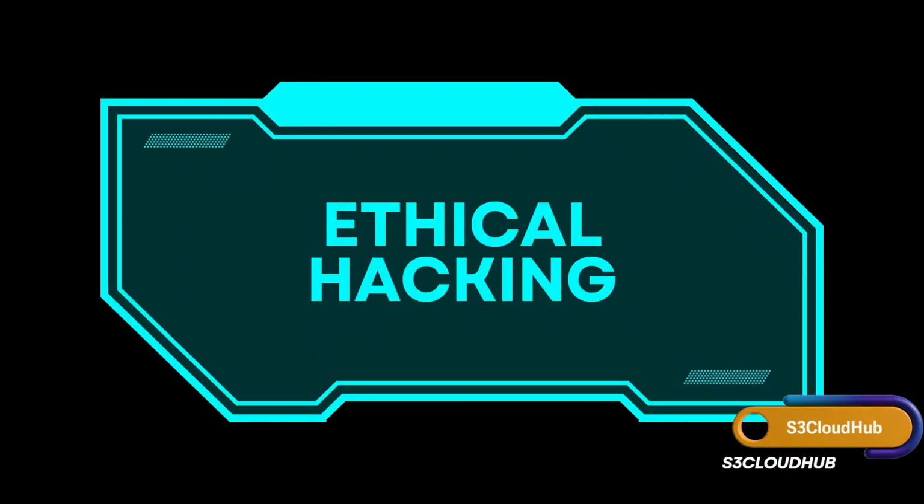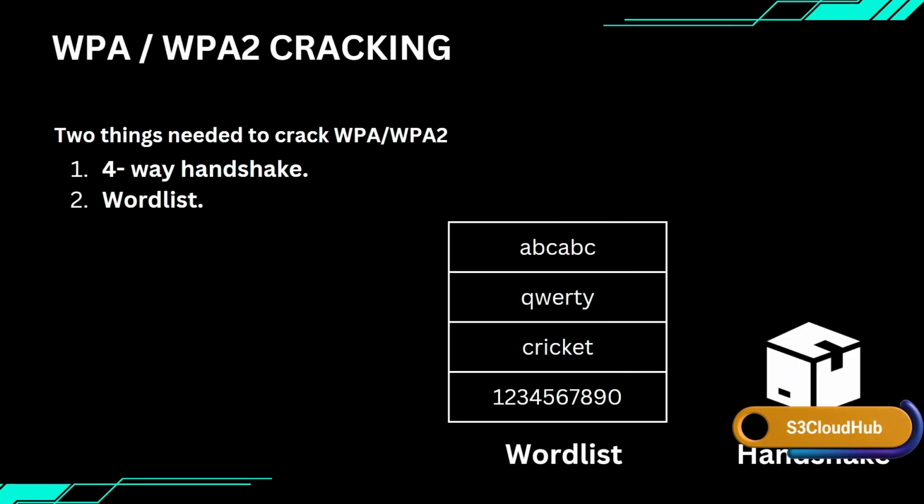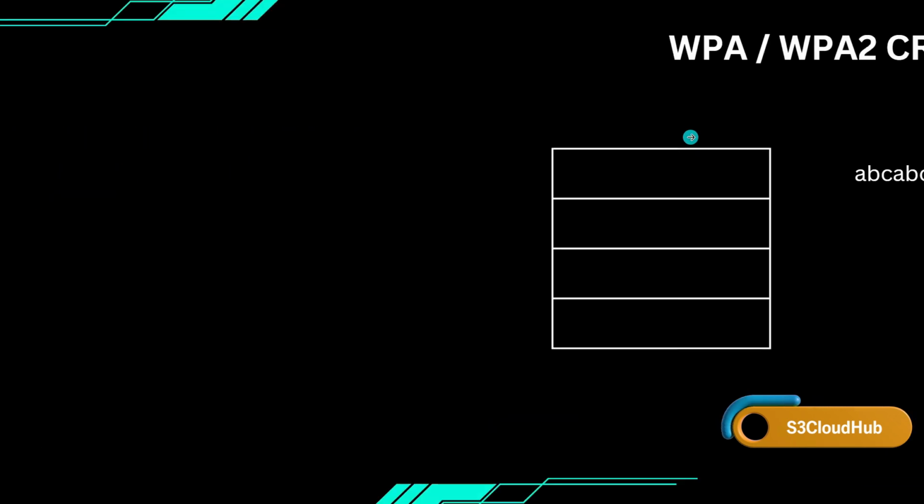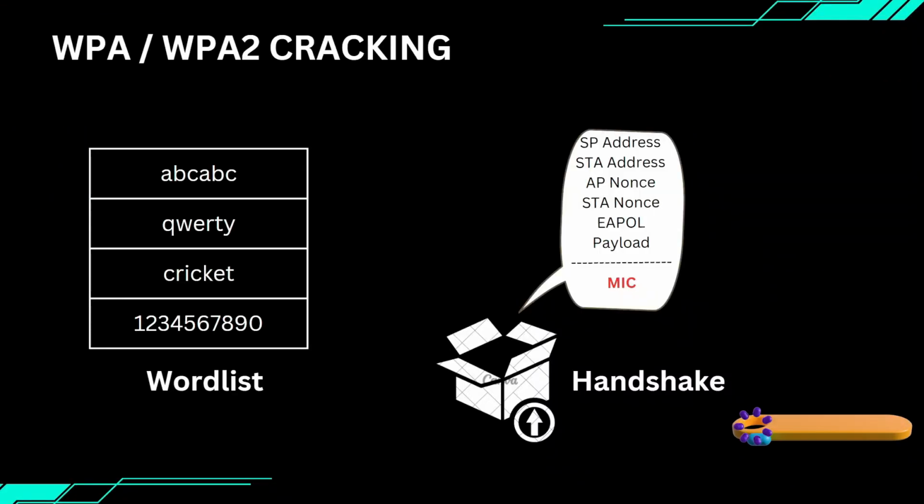Hello everyone and welcome back to our ethical hacking course. In the previous lectures, we learned that to crack WEP and WPA2, we need two main components. First, we need to capture the handshake. Second, we need a word list containing a set of possible passwords that we will try one by one, hoping one of them matches the target network's password. Right now, I have both of these components ready, so we are set to go and crack the password.